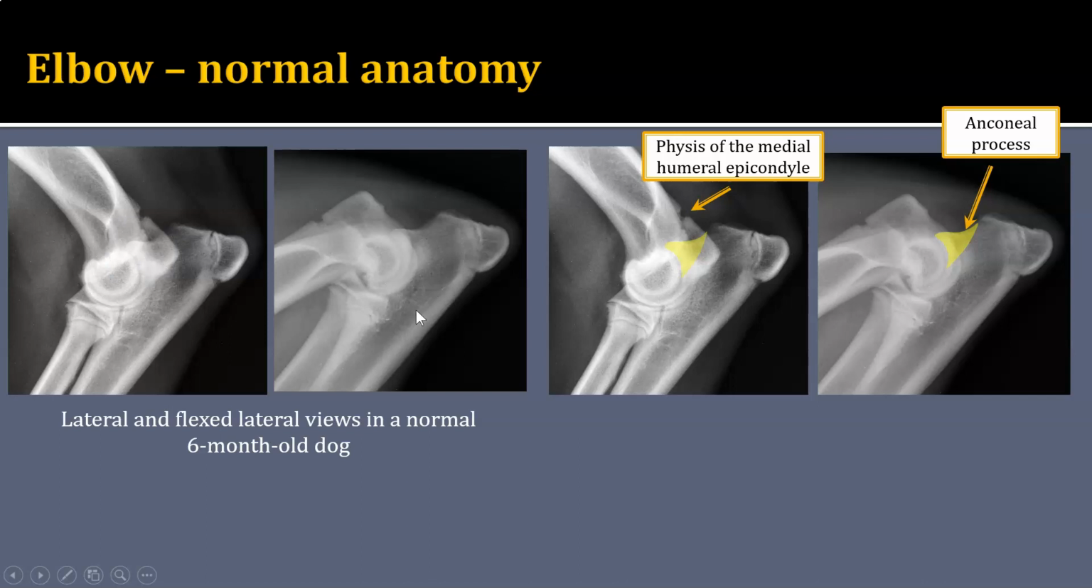On this nice flexed lateral view, we take that medial epicondyle of the humerus and its open physis in this younger patient, and it is no longer superimposed over that anconeal process. This is not the only view I want to get, though, because it makes it more challenging to evaluate the radius and the radial head. It also is more challenging to evaluate for any soft tissue swelling that might be present in the elbow.